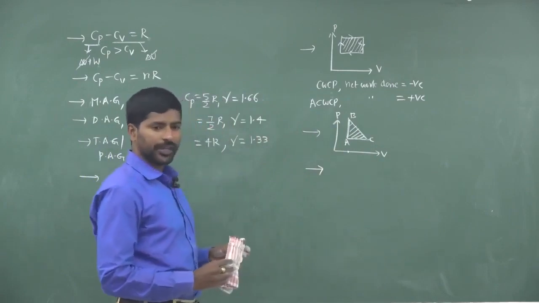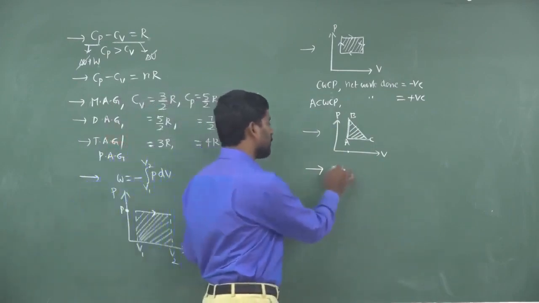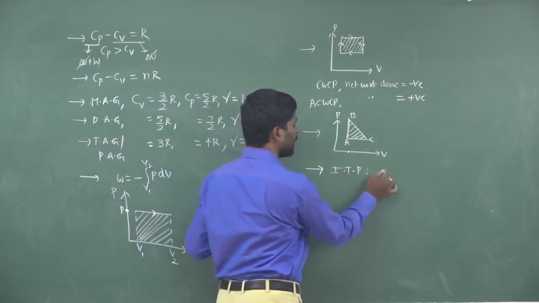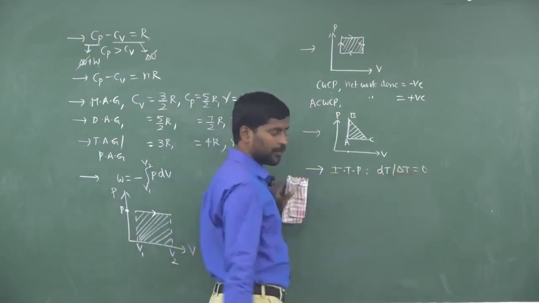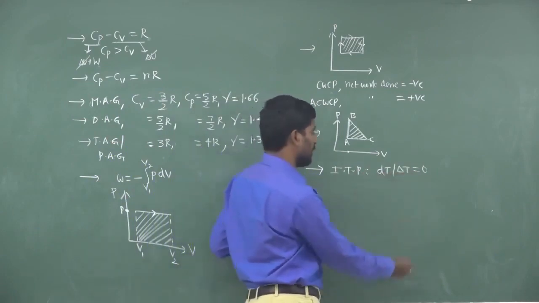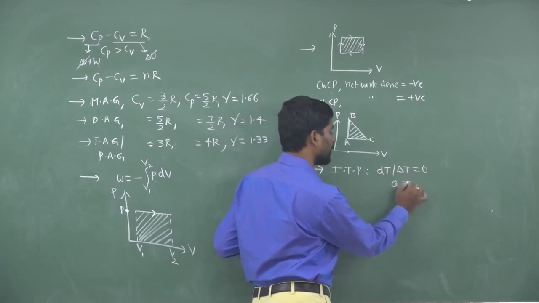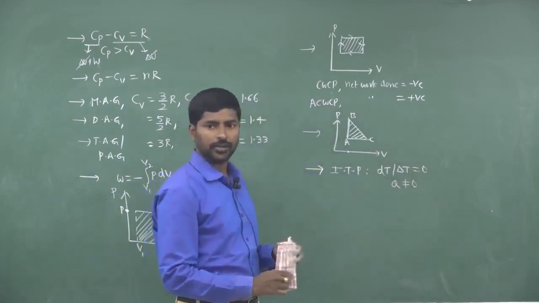Next, we discussed various thermodynamic processes. Isothermal process: temperature remains constant, so dT or delta T is zero. For small changes we use d, for large changes we follow delta. What about Q? Not equal to zero. The amount of heat exchange is not equal to zero.